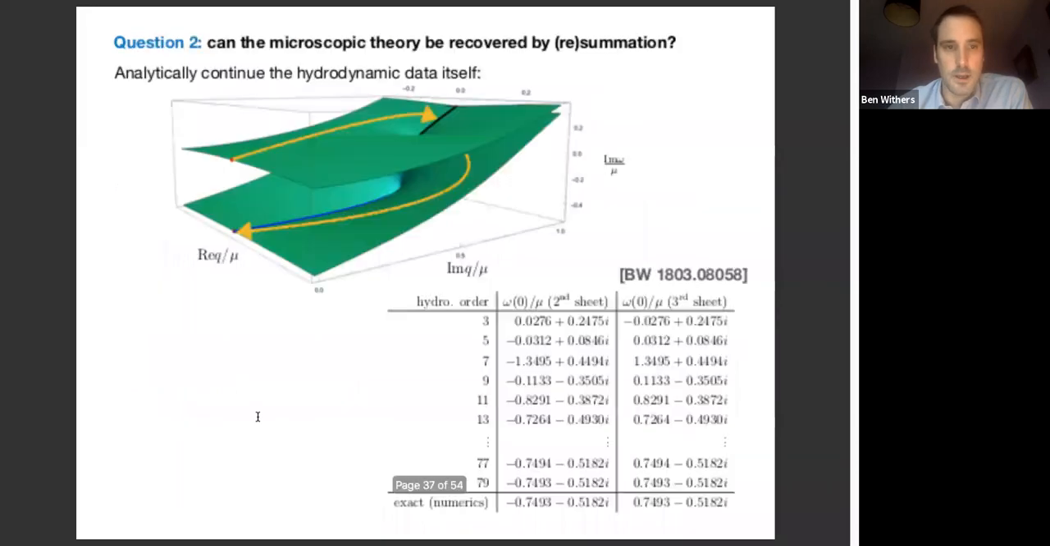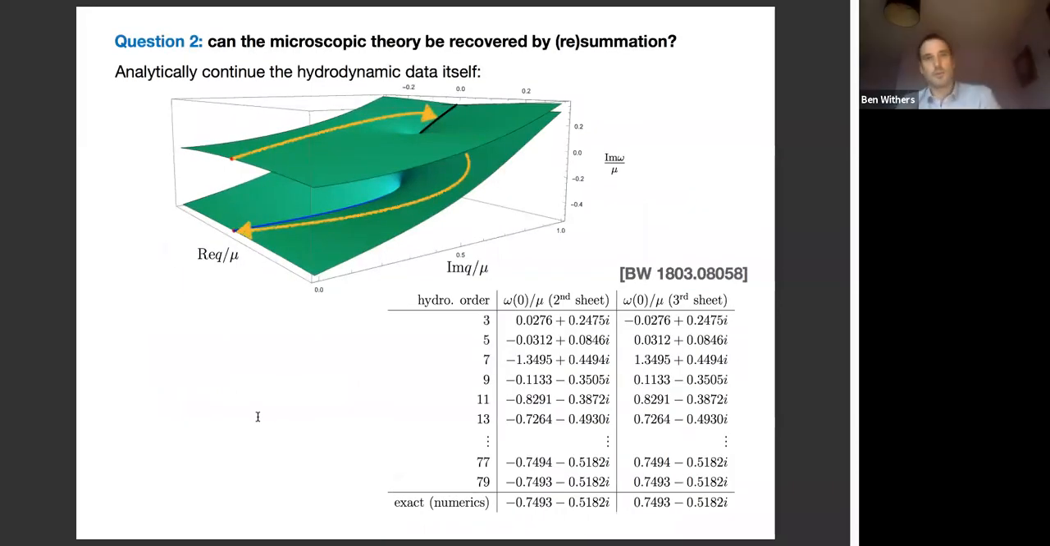All right, now let's turn to the second question. Can we recover any of the microscopic information by resummation? So recall this picture for the multiple sheets of the dispersion relation. What you can do is you start on this first sheet with the Taylor series, the hydrodynamic data, and you can attempt to analytically continue it through the cut. So you go from this sheet onto the second sheet.